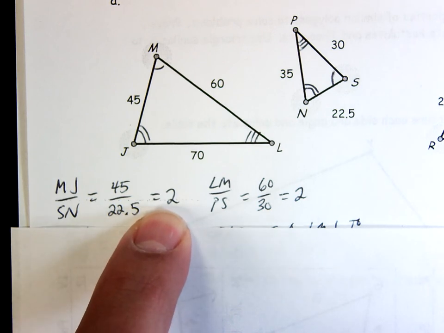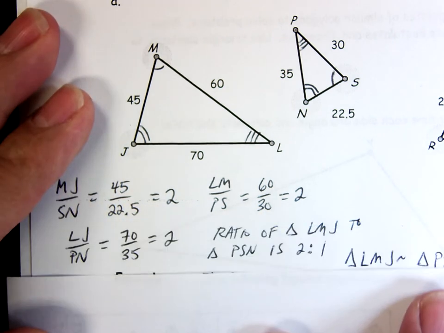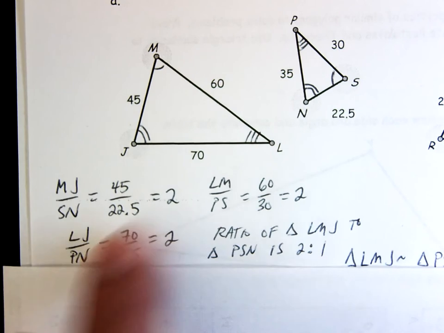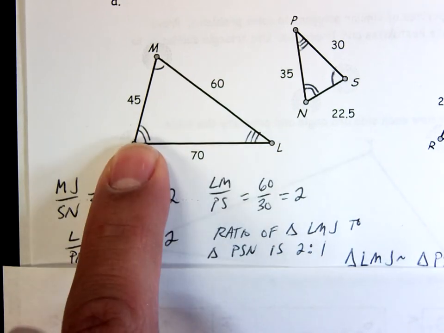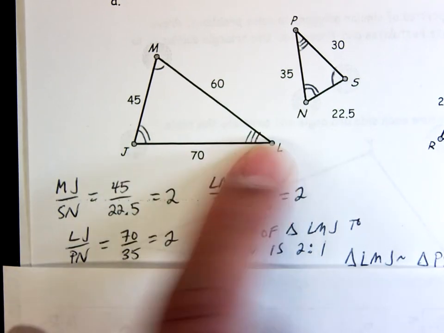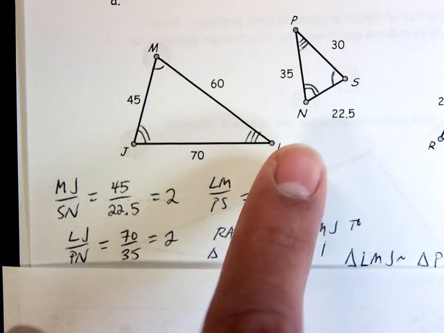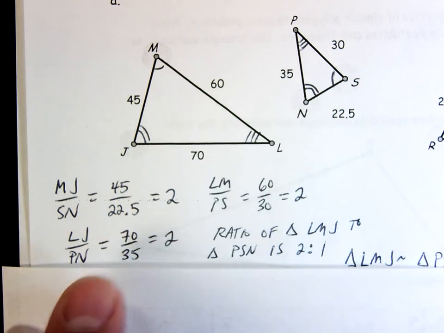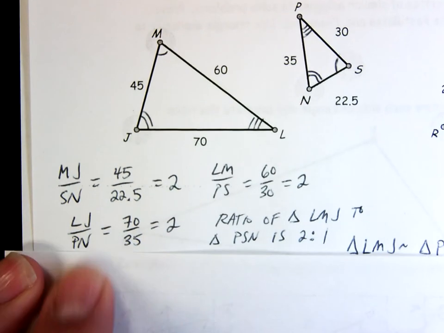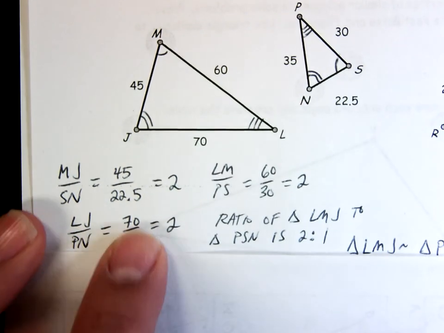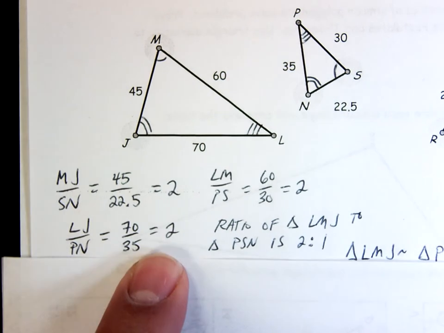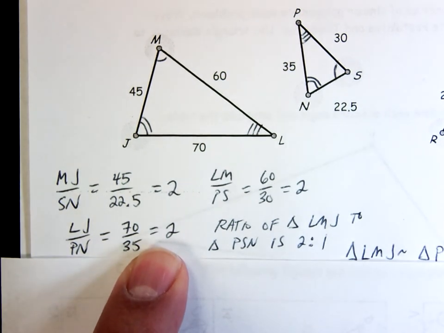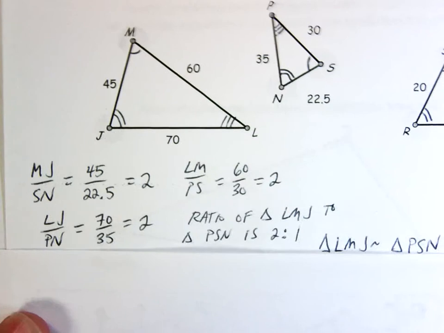Now all the other sides should have that same ratio if they're similar. So let's keep going. Now I'm going to take LJ. LJ goes from 3 arcs to 2. Which one of these goes from 3 arcs to 2? PN goes from 3 arcs to 2. So I've matched up the pieces and I put LJ over PN, which is 70 over 35, which again equals 2. So it's looking like it's going to work. Let's check the third side. So LM.